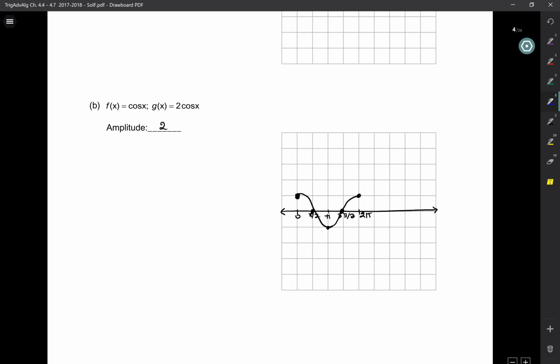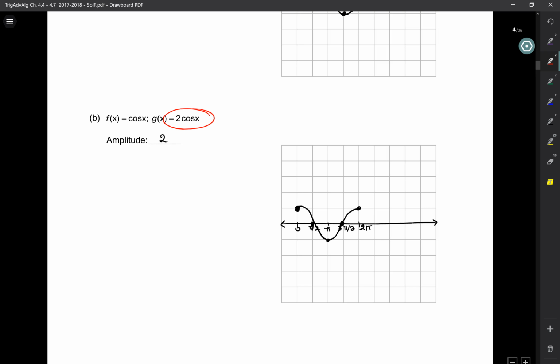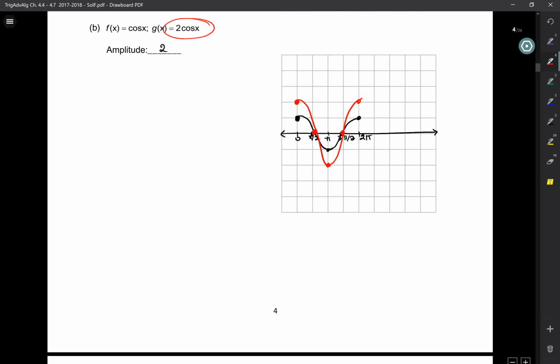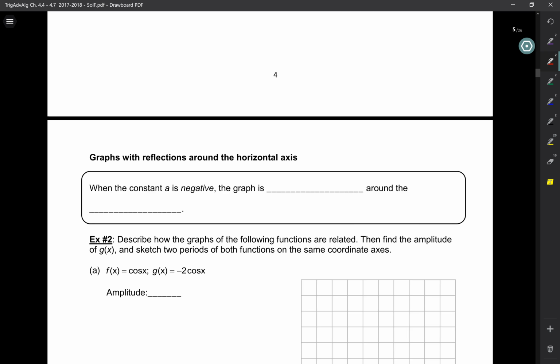Now, this next one is 2 cosine x. So all the highs are going to be twice as high. All the lows are going to be twice as low. So I start at 0, 2, 0, low, 0, high. Okay? All right. Now, so that's one excitement.